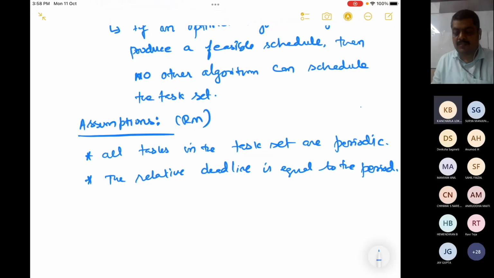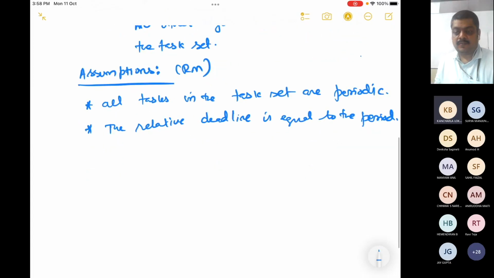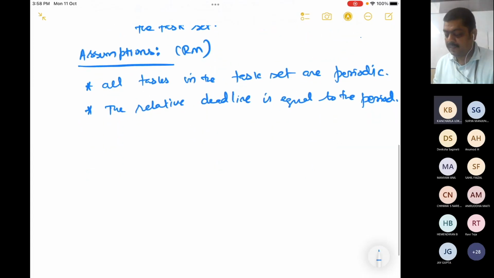So these are the assumptions that we usually take. If the period and the relative deadline are completely different, then there is a separate procedure, a separate mathematical model for that kind of task set. Anyway, we are not going to touch upon that advanced concept. We are going for the basic assumptions. All the tasks in the task set are periodic, and the relative deadline is equal to the period. Okay, so these are what we call the assumptions.